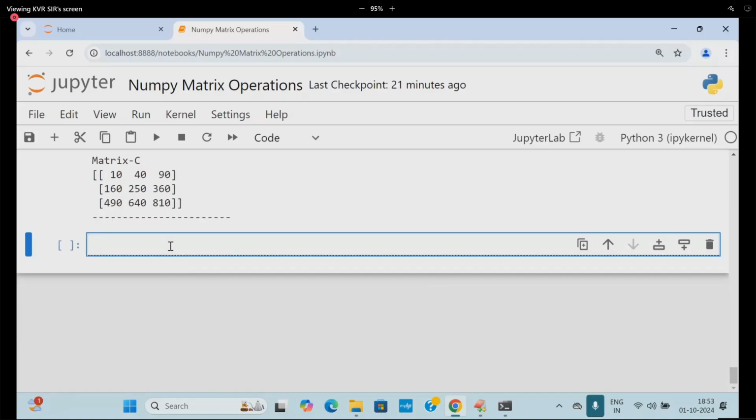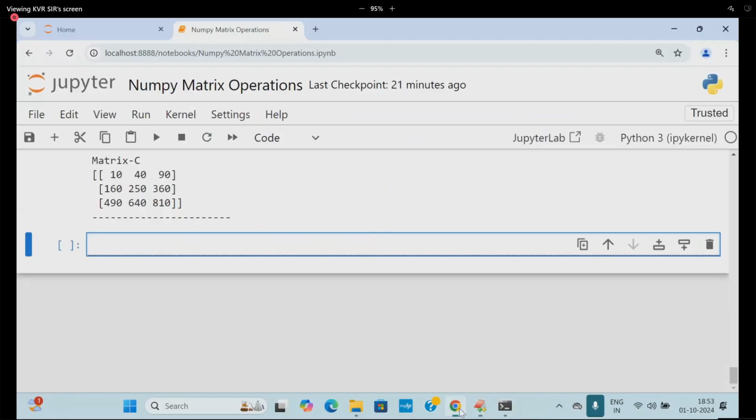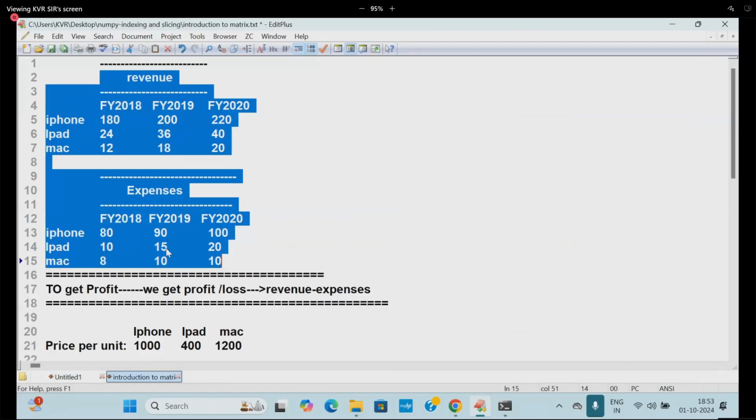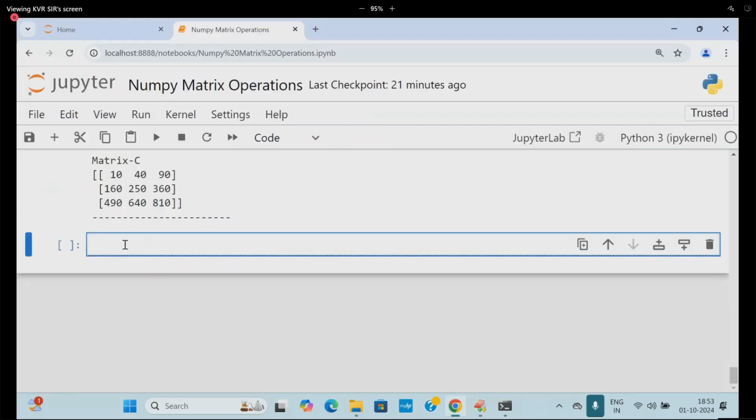Now I am going for the next one. Which one? Dot. I will go for dot matrix. Take the example of this one. This example is called what? You enter into this place. Now I'm going to take the number of units per item here.